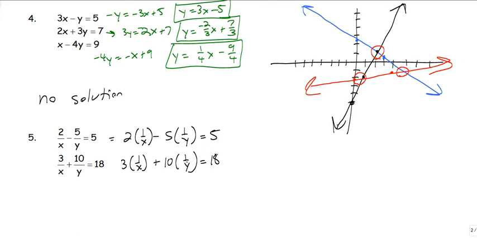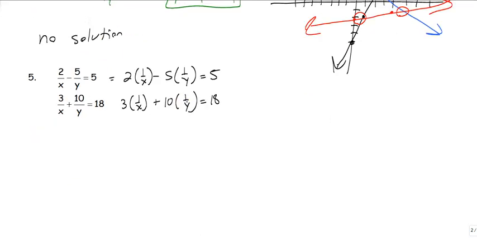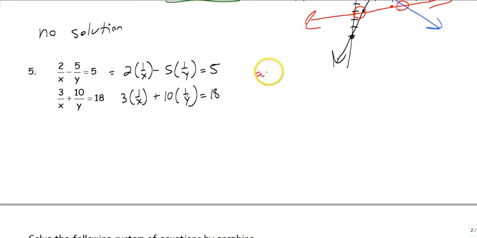Now, instead of using 1 over x and 1 over y, the easiest thing is to change the variables. Let's say I'm going to say a is equal to 1 over x, and b is equal to 1 over y. So instead of 1 over x and 1 over y, I have a's and b's. So I'm going to turn this into 2a minus 5b equals 5. And I'm going to turn this into 3a plus 10b is equal to 18. Now we have a nice, easy system to solve.